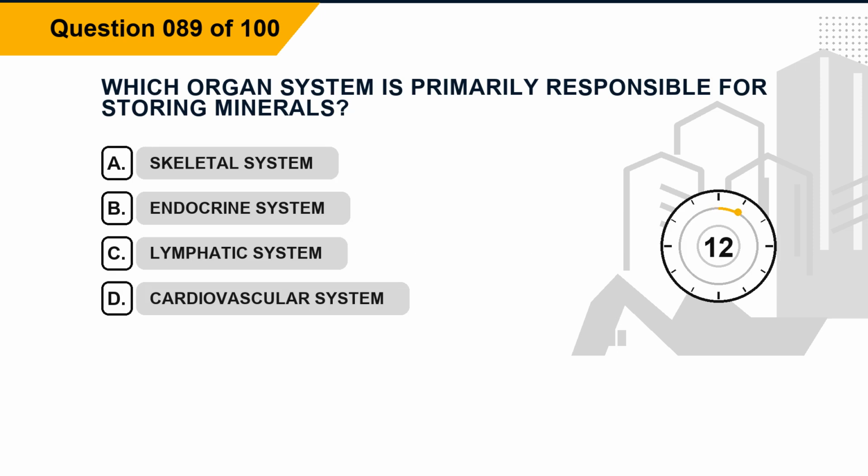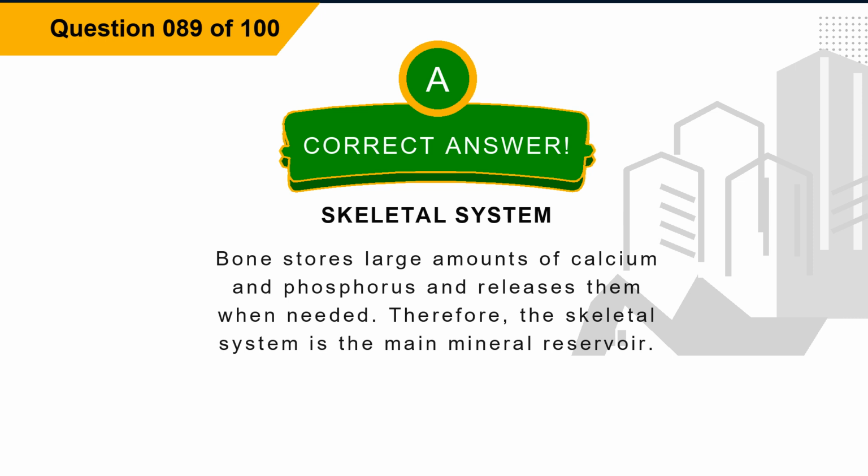Question 89. Which organ system is primarily responsible for storing minerals? Option A, skeletal system. Option B, endocrine system. Option C, lymphatic system. Option D, cardiovascular system. The correct answer is option A, skeletal system.